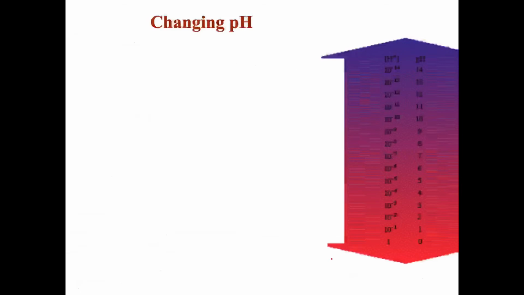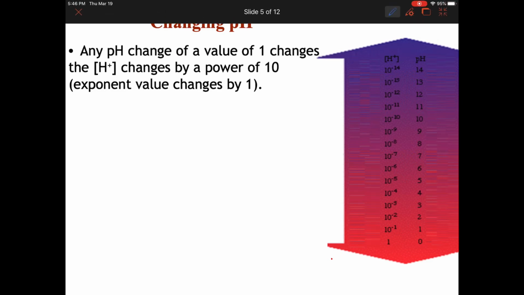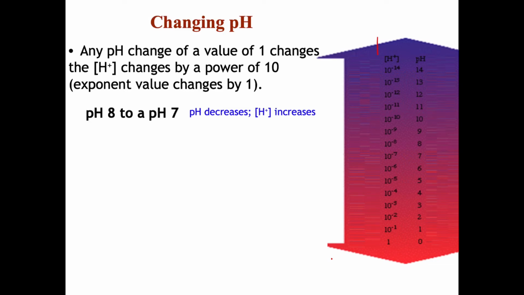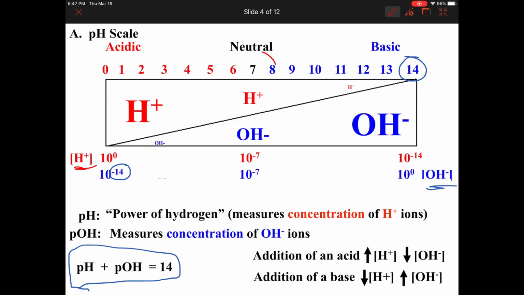So when we change pH, we're really just changing the amount of hydrogen by a power of 10, and I'll explain what that means. This relates directly back to the exponent. Let's say we changed pH from 8 to a pH of 7. Well, the pH is going down. We're getting more acidic, which means our H plus concentration goes up. Think back to this. We're moving from 8 to 7. We're getting more H plus.